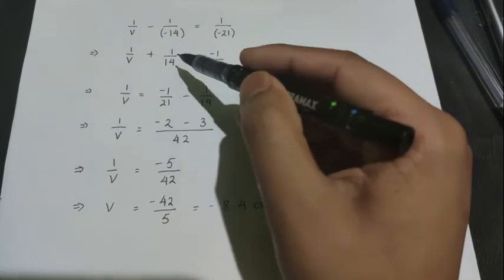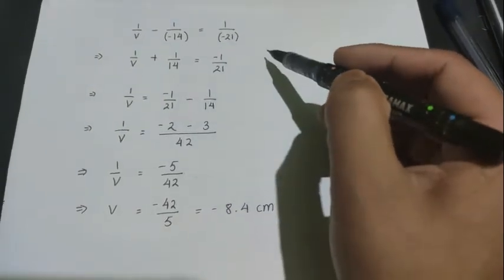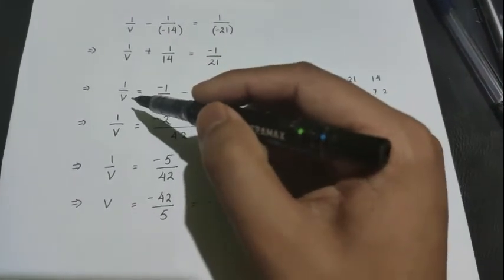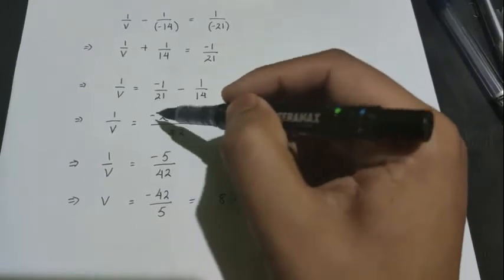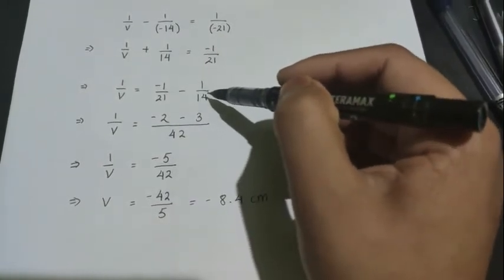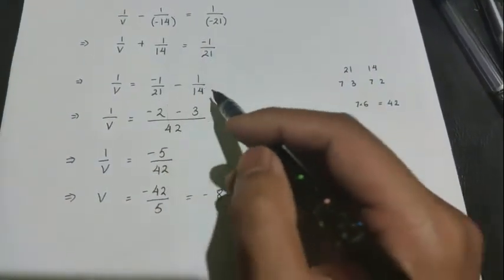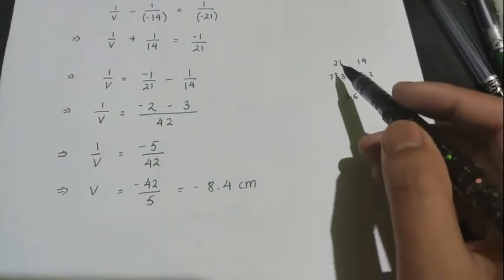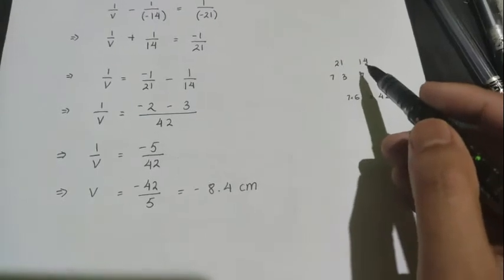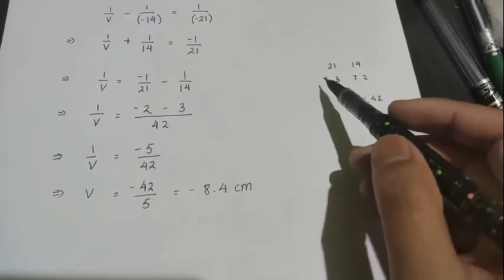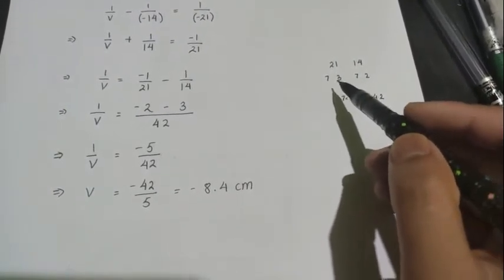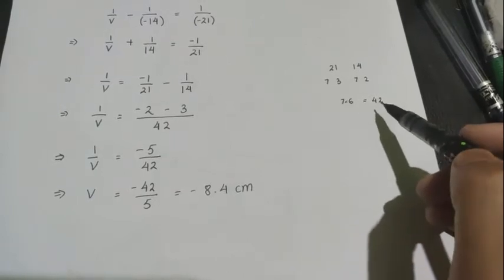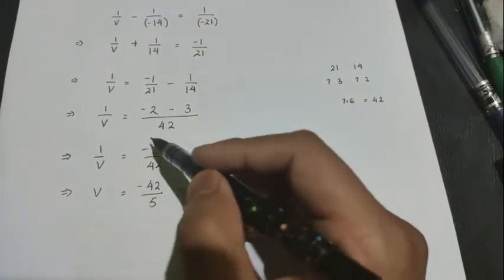Now this term I can take it to the right hand side of the equation. So I have 1 by v equals minus 1 by 21 minus 1 by 14. Now what I have to do, I have to take the LCM of 21 and 14. Common factors for 21, 7 and 3. Common factors for 14, 7 and 2. So 7 will be the common factor and 3, 2, 6. So 7 sixes are 42. So the LCM will be 42.